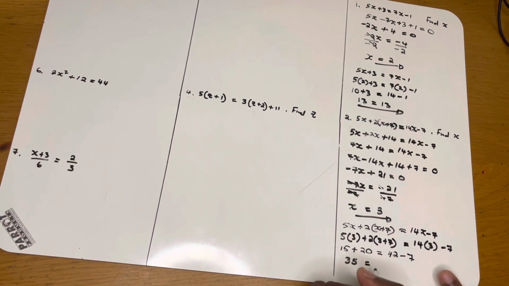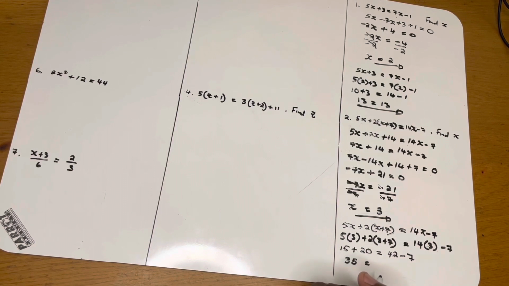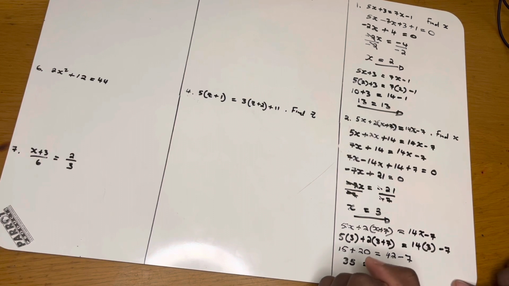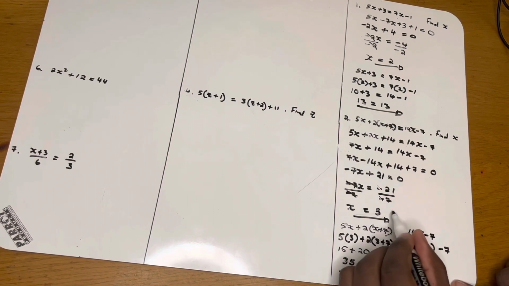Let's see this side. 42 minus 7, that will be 35. Okay, this means now our x value is correct.